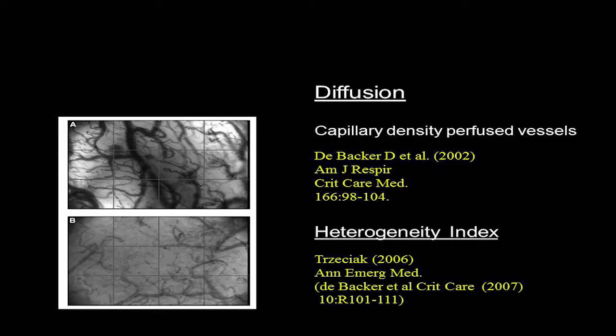Another aspect that is very important is the heterogeneity. So especially in patients with sepsis, we have noticed that there can be a huge difference between some areas that are very well perfused or even hyperperfused compared to other areas where there's no flow at all. And that's where the heterogeneity index comes into place, and that actually gives you an idea of the heterogeneity in the images.